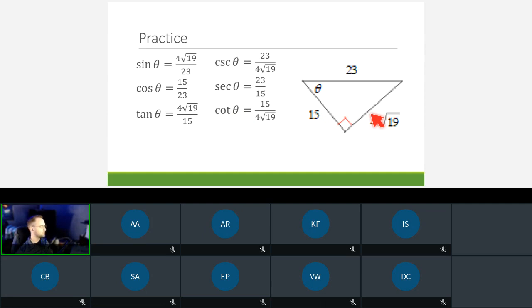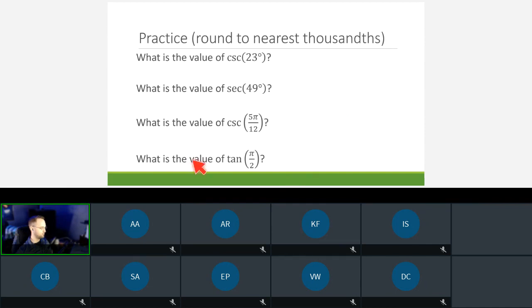Any questions on this page before we go on? I don't think so. Okay, good. So we're going good. We're almost done with this lesson already. Okay, so we got to practice. We got to round to the nearest thousandths. So first question says, what is the value of cosecant of 23 degrees?